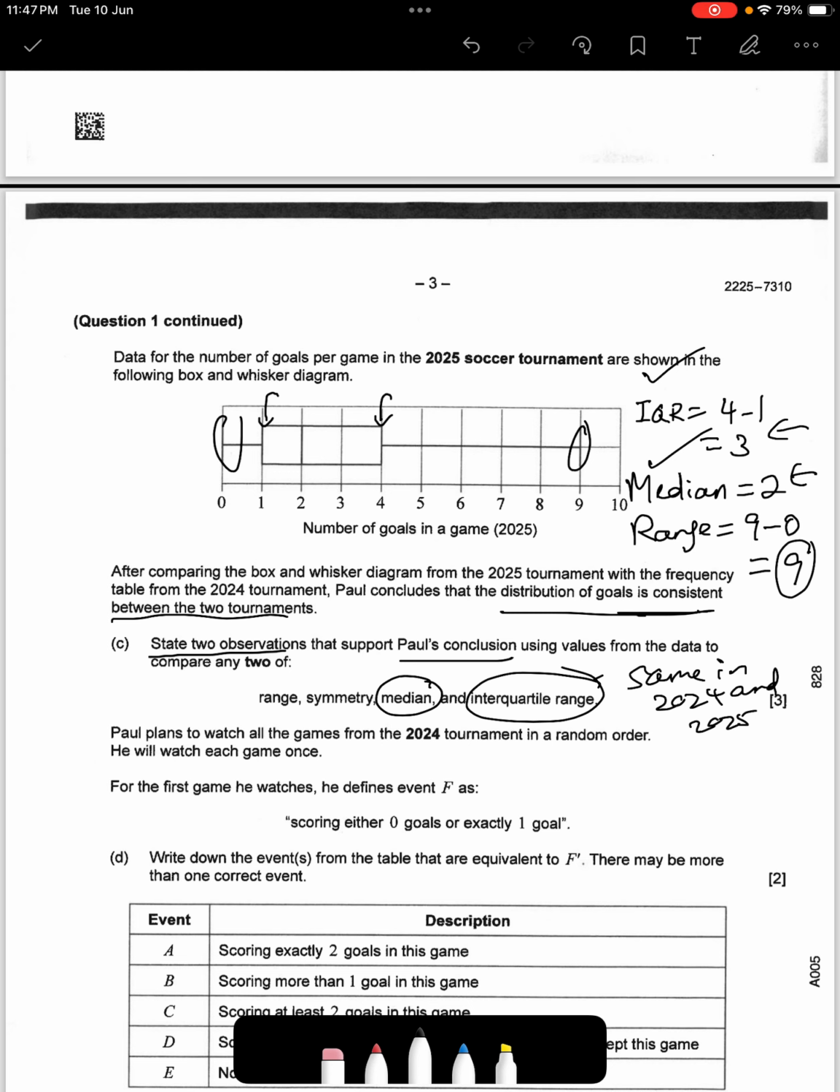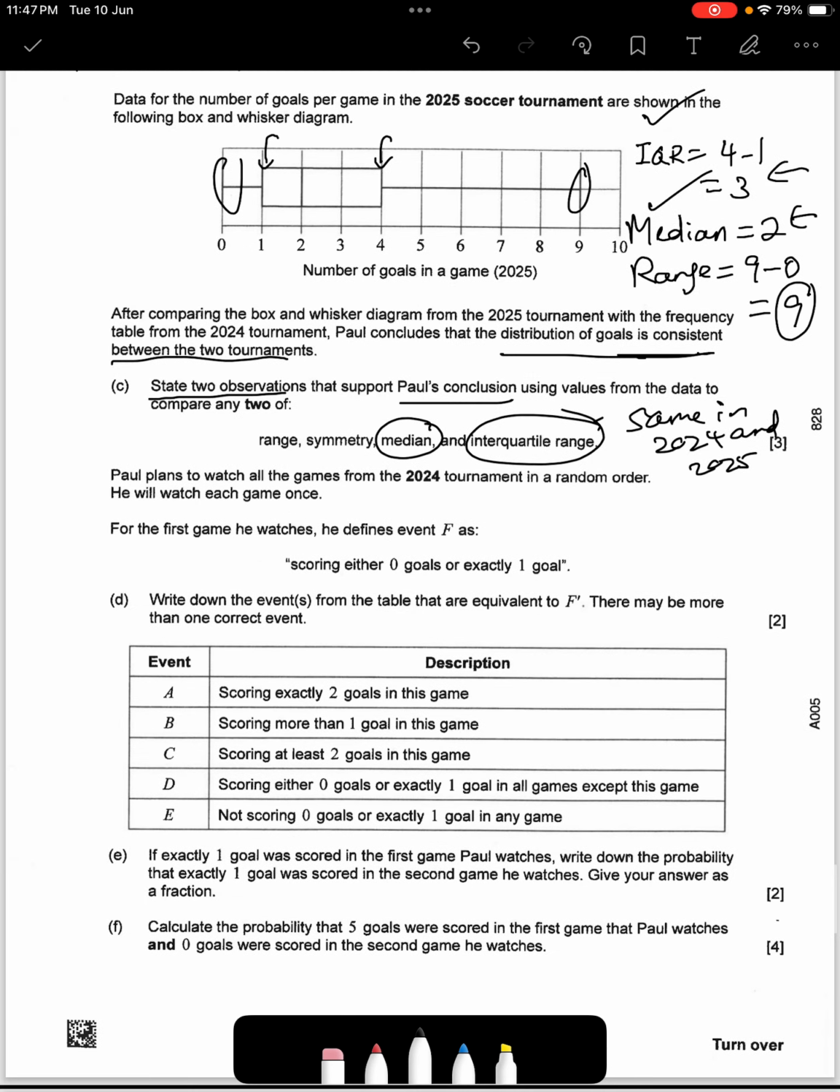All right, let's look at the next question. The next few parts say that Paul plans to watch the games from the 2024 tournament in a random order. He will watch each game once.